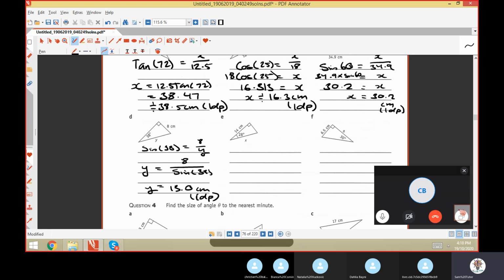So when the pronumeral's on the bottom, guys, you switch it up and you move the sine down. But if the x is on the top, you just multiply up. If that makes any sense. Yes? No? Alright.